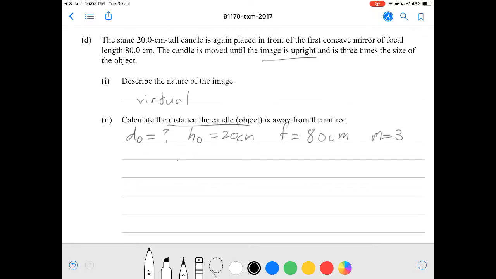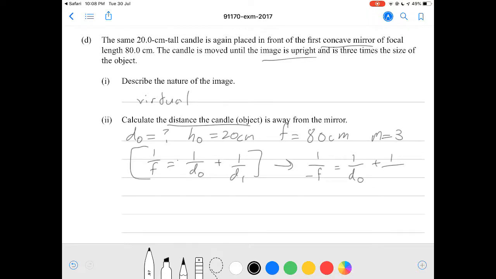So you need to use both the HI over HO and 1 over F equals 1 over DO plus 1 over DI equations, and put them together in order to find your DO. So you can say that 1 over F equals 1 over DO plus 1 over DI. However, notice that this is a concave mirror. And if it's a concave mirror, then you have a negative focal length, and you also have the negative distance image. So this equation will change and become 1 over negative F equals 1 over DO plus 1 over negative DI.